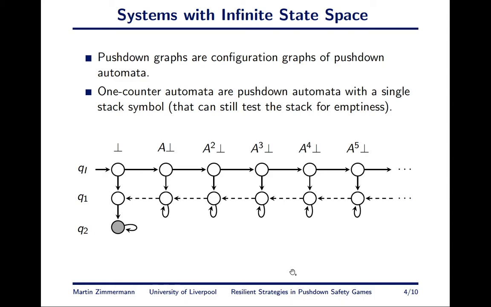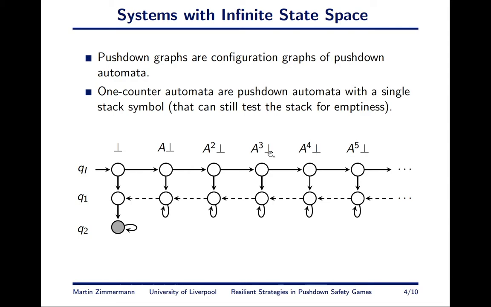Okay. And in fact, this is a special type of pushdown automaton because it only has one stack symbol beside the stack bottom symbol. These are so-called one counter automata because the stack essentially serves as a counter that can be incremented or decremented. It's a unary encoding of a counter with unbounded domain. And importantly, you can still test the stack for emptiness. Okay? So this is a restriction of the general pushdown automata graph model. And we are interested in games with disturbances with safety conditions on such graphs.